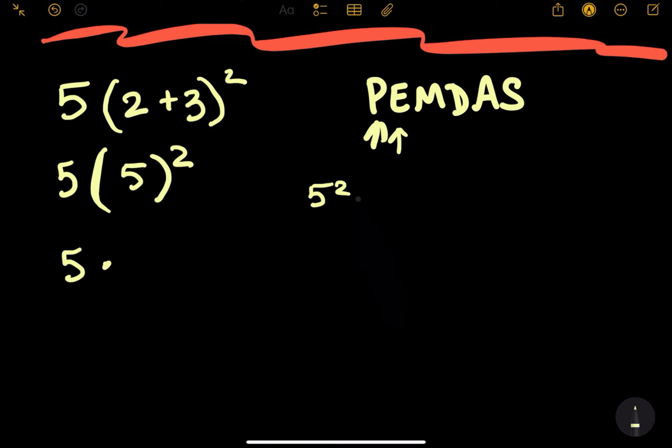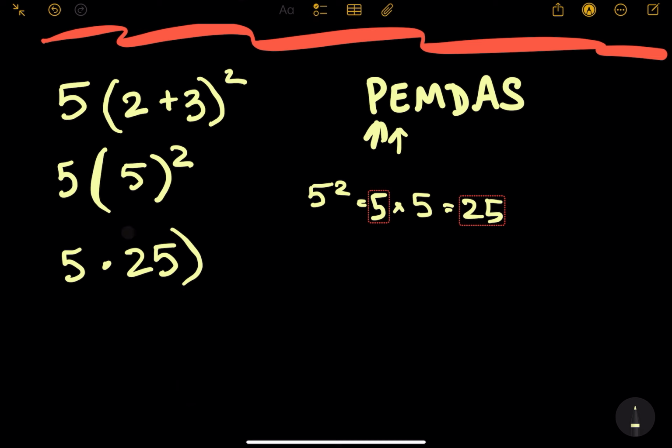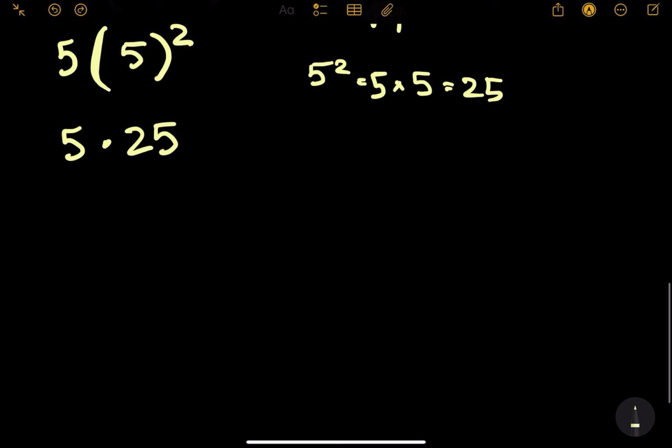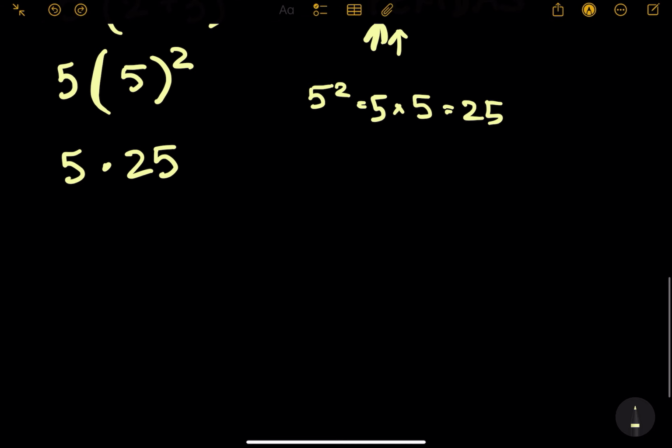5 squared is 5 times 5, which is 25. So 5 times 25, which gives us 125. So this is our answer.